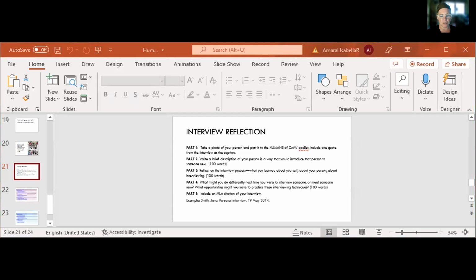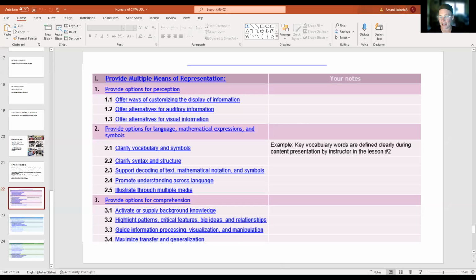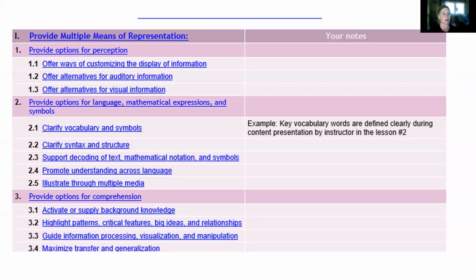So going back to the UDL examples here, and I don't know if you guys can see this now, but if you can't, I'm sorry. If you missed the Padlet, I'll probably put a link in here. But I do believe that there was a customized way to display information. They could choose different ways to photograph their person.